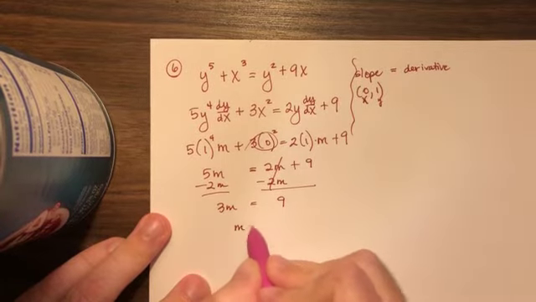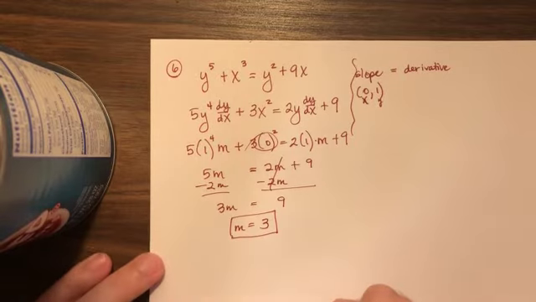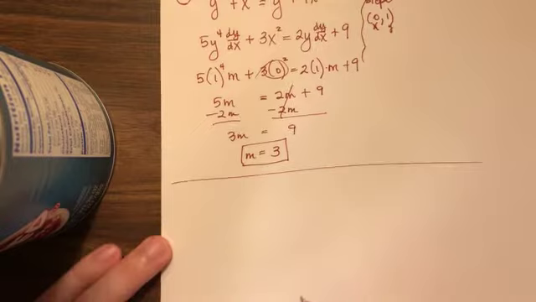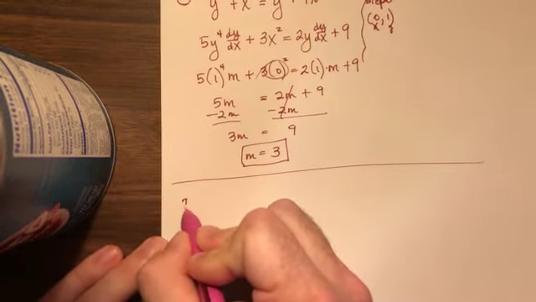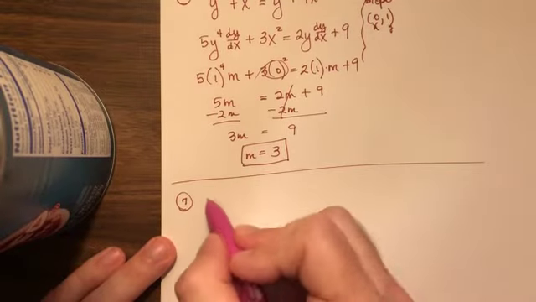Divide by 3. And the slope is 3. And that is what they wanted. Yeah. So like I said, 6 and 7, not quite as bad. You're still doing the implicit differentiation, but after that, it becomes like a normal equation.